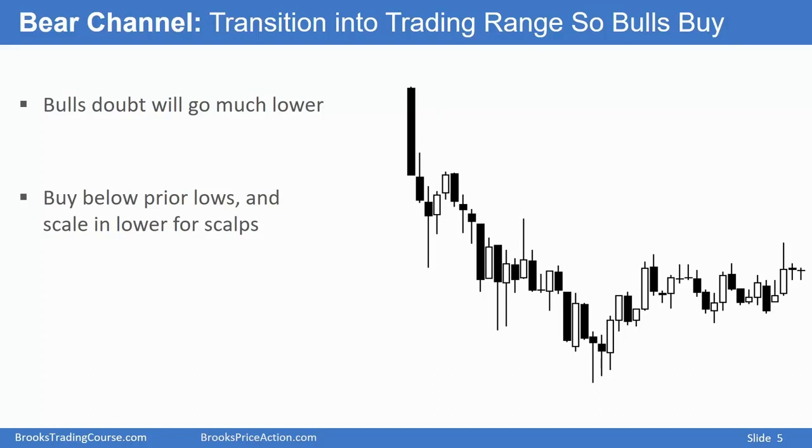The bulls also see what's going on. They see that when the market goes to a new low, there's buying going on. They know the bears are not selling that low. They see the bears are taking profits. And that gives the bulls confidence that the trend will not continue down much longer. And they begin to buy at the prior low and scale in lower for scalps.